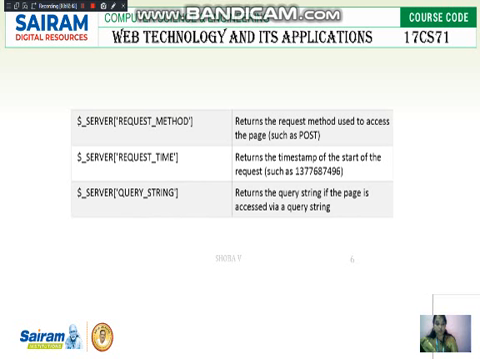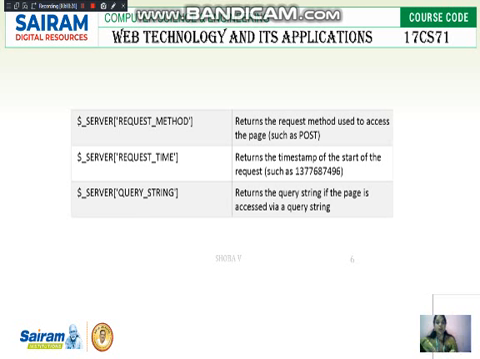Like the POST method, it sends the requested object back to the browser along with the requested content. REQUEST_TIME returns the timestamp of the start of your request, as numbers. And QUERY_STRING returns the query string if the page is accessed through a query string. When you search in Google, it will access a long character string, a mixture of numbers and letters, at the end of the URL.